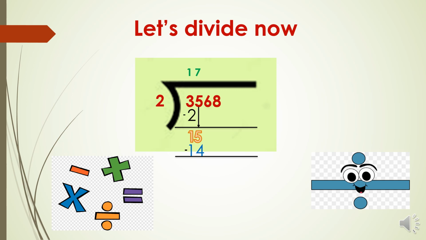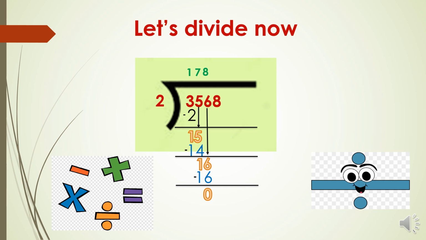Now the next step is again subtraction. 5 minus 4 is 1 and 1 minus 1 is 0. We don't need to write that 0, and we will bring down the next number. As you can see, the next number is 6. So we will bring 6 down next to 1, making 16. Now we will see where 16 comes in the 2's table, and yes, we know that 2 times 8 is 16. Now again we use the subtraction step, and 16 minus 16 is 0.